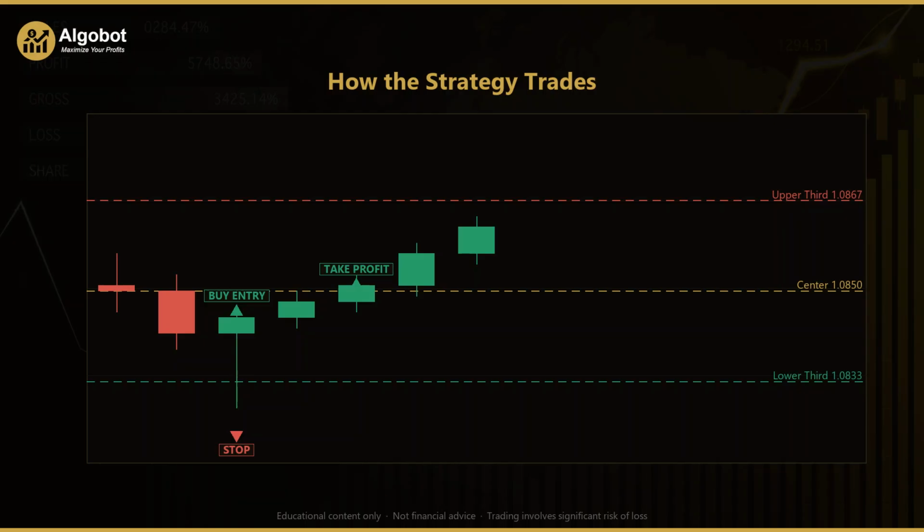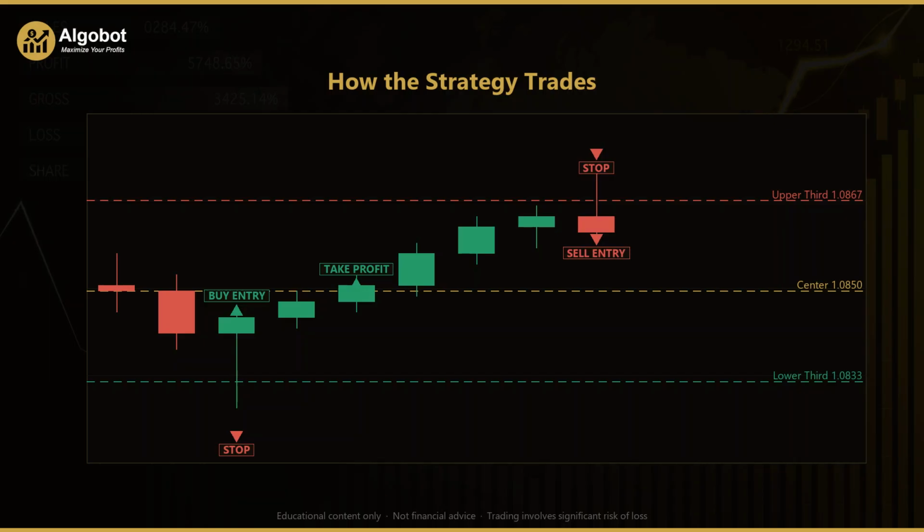That's where the buy entry marker appears. The strategy places its stop just below the signal bar's low, cushioned by a fraction of the average true range, and it sets the take profit right at the center line. Now follow the next few candles. Price lifts off the lower third and climbs steadily back toward the middle of the range. Each candle carries it a little higher, and as price reaches the center line at 1.0850, the take profit is met. That's the complete long trade.